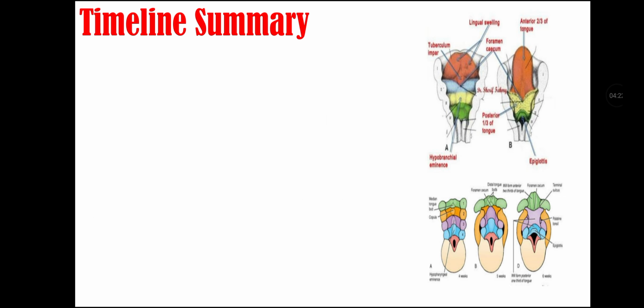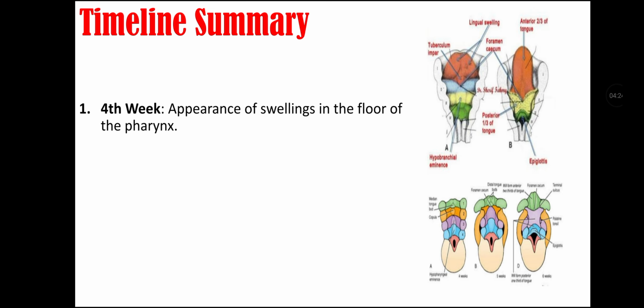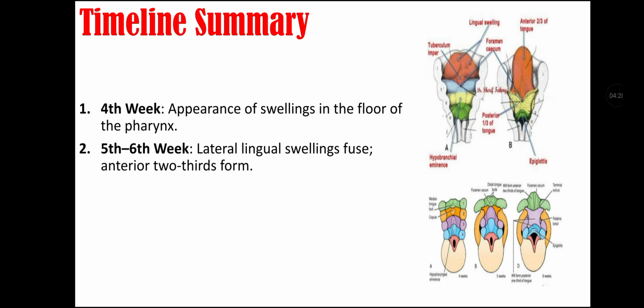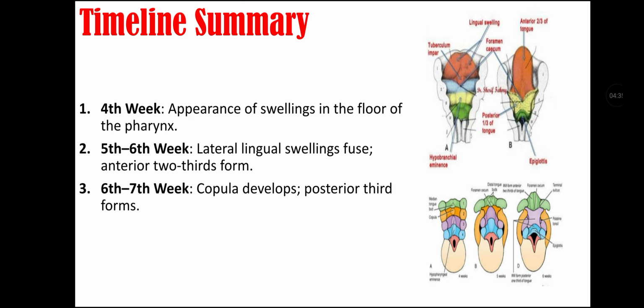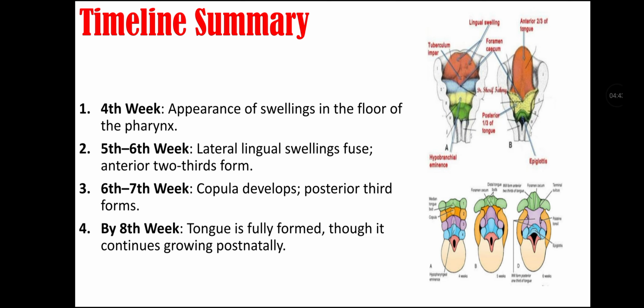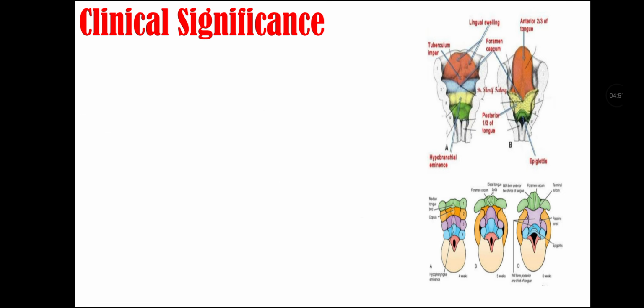Timeline summary of the tongue development. It starts from the fourth week when there is appearance of swelling in the floor of the pharynx. Then there is fifth to sixth week when lateral lingual swellings fuse and anterior two-thirds of the tongue is formed. Then in the sixth and seventh week the copula develops and forms the posterior third part of the tongue. And by the eighth week, tongue is fully formed, and though it continues growing postnatally, at the end of eighth week it is completely developed.